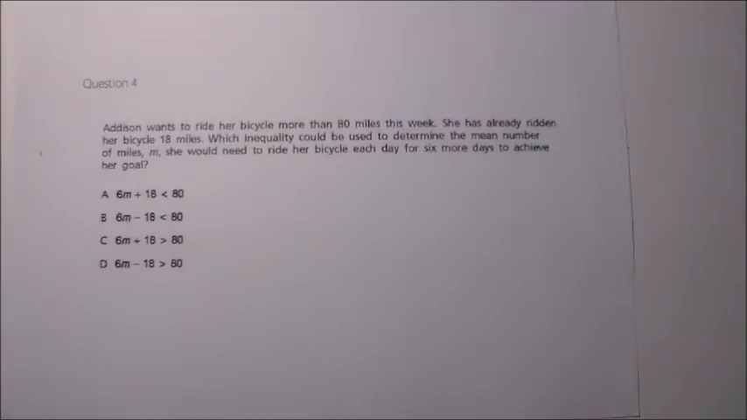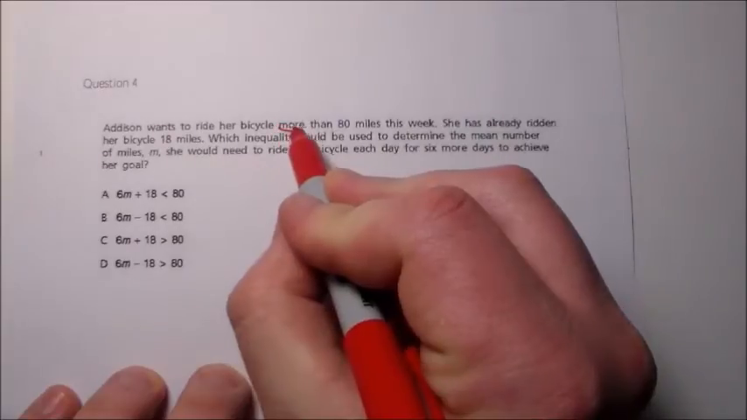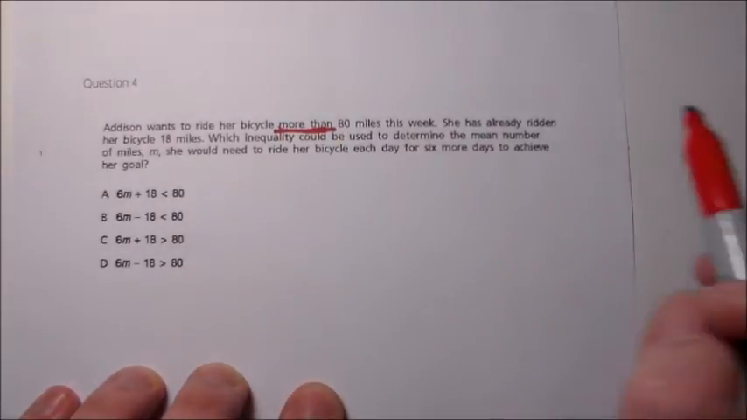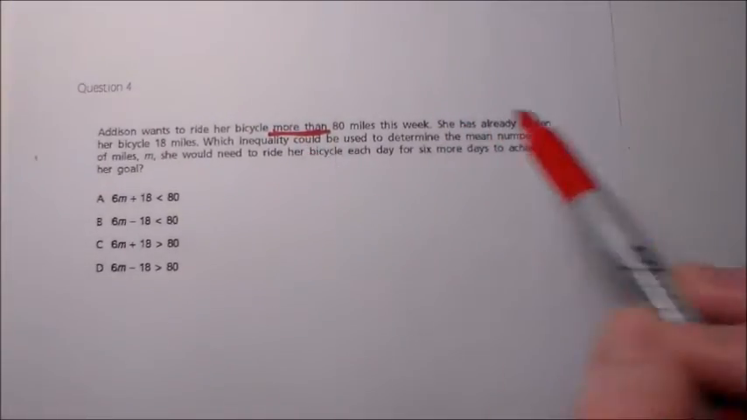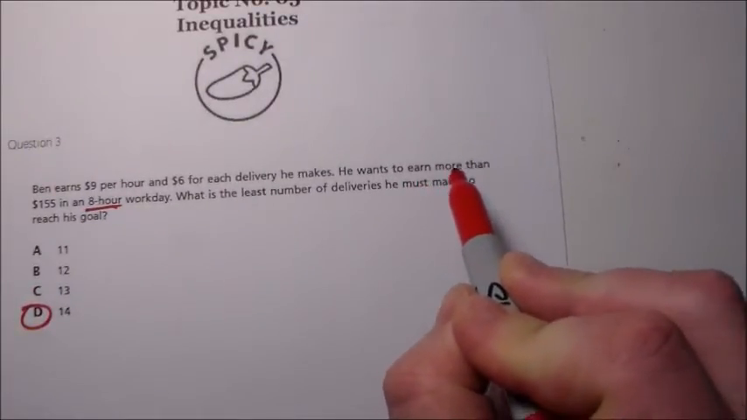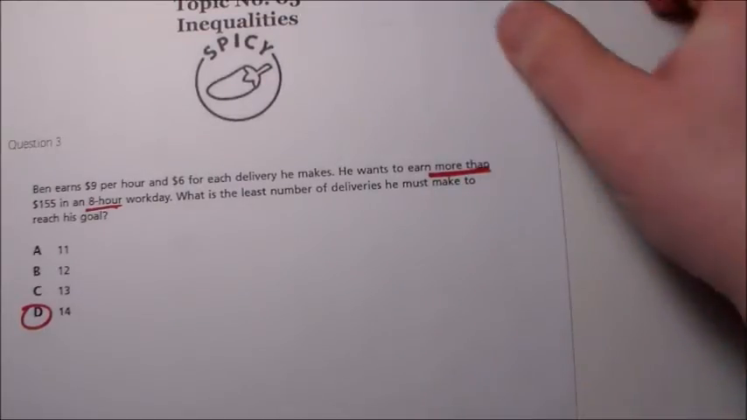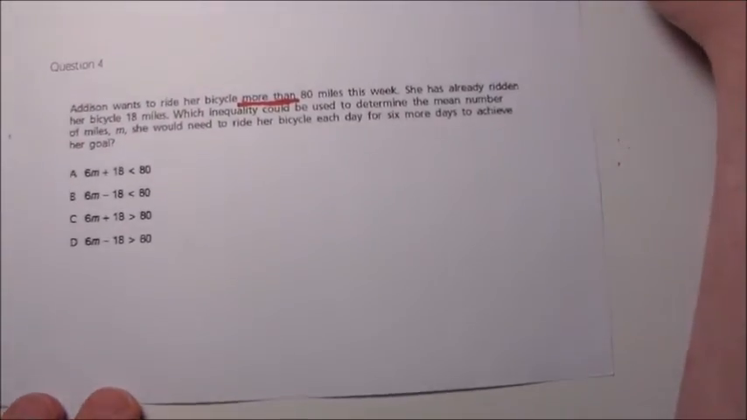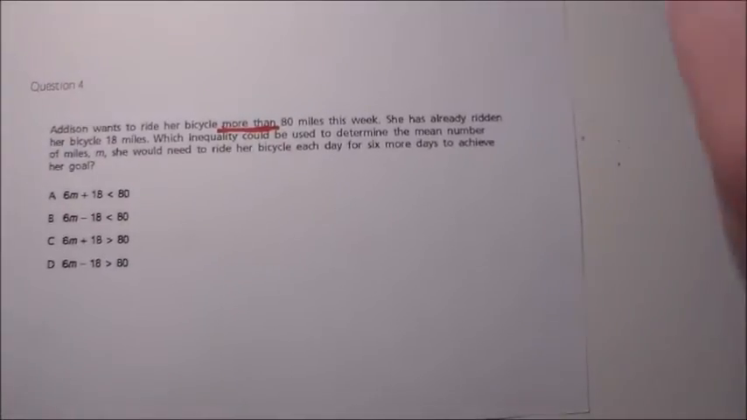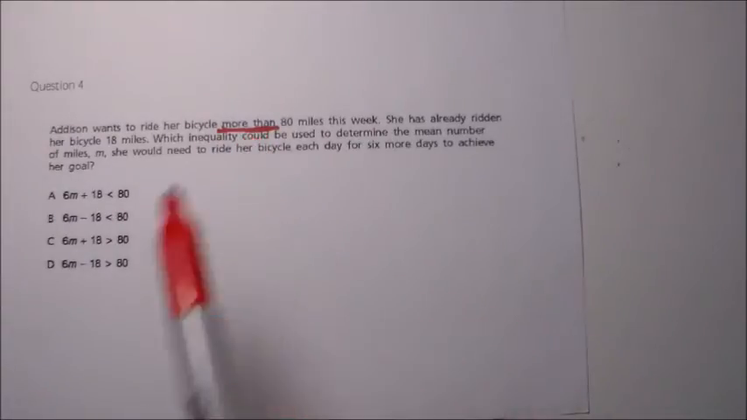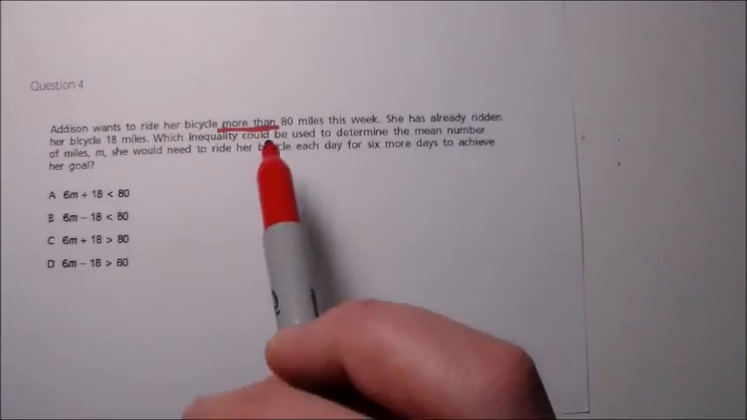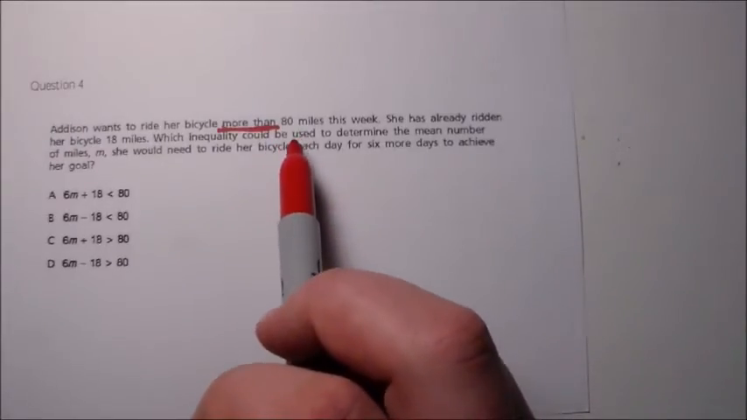All right, on to question 4. Addison wants to ride her bike more than 80 miles per week. And I think I should make a bigger focus on these more than or less than words. These are really key words. Remember up here we had Ben wanting to earn more than 155. On the first page we had less than. Here it's more than 80 miles per week. So she wants to go more than 80 miles per week. We got to really focus on these keywords in inequality questions. In a way, they're the most important words out there, but numbers are important too.